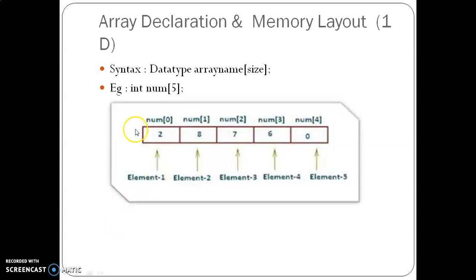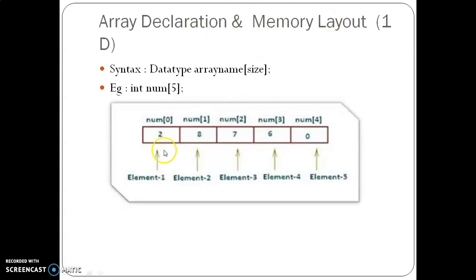So what does it mean? It means that your array name is num, which means that the variable name is num, which is capable of holding 5 values. And what kind of values can be stored is mentioned by the data type. So here it means that you are able to store 5 integer values.